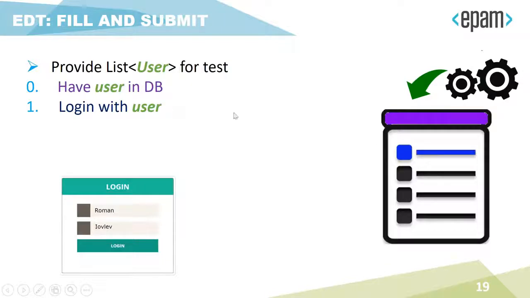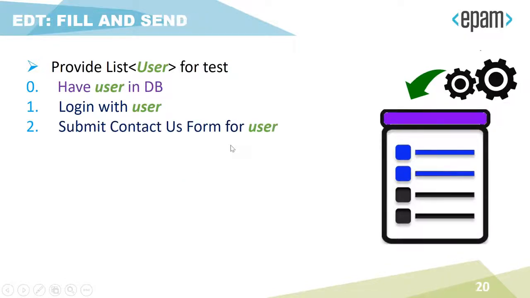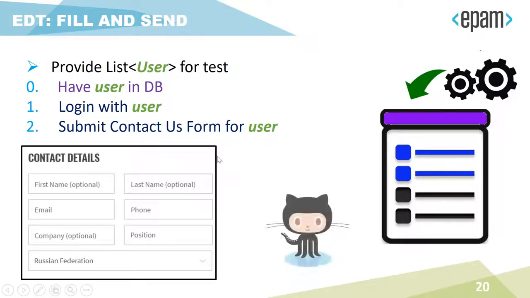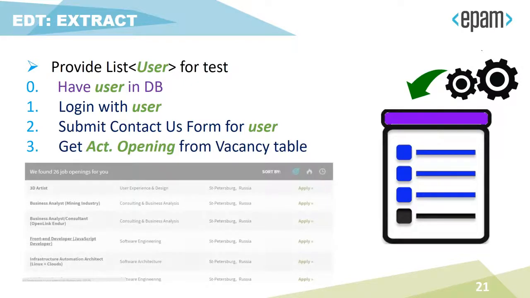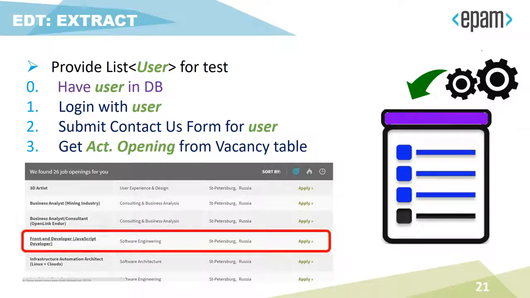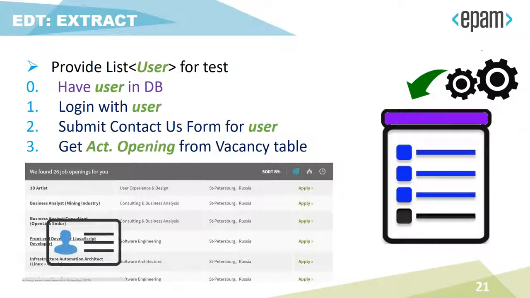We don't write in our test script input name, input password, and press login. We can also fill a more complex form and submit it, for example, contact details that we have in our entity. And this is also the same one line, just contact us form, submit with user. Also, we can not only fill our entities with data, but we can extract data from the pages, as I described for the page or form.